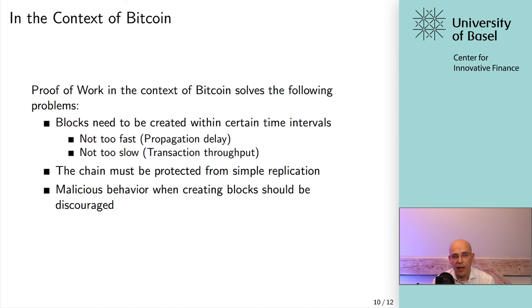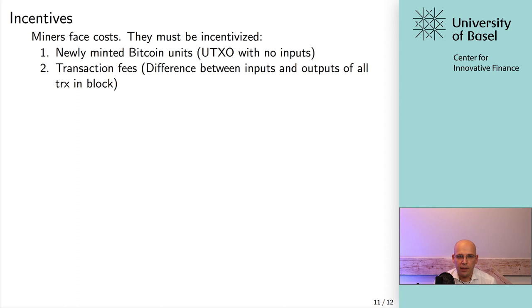And that brings me to my last point, because something we have not talked about so far is that miners obviously do face costs. They have to provide these computational resources. They have to do this trial and error process where they're computing and recomputing these hash values. So no one will just do that to provide a service to the system and not be compensated. So we must compensate these miners in some way, and the way this is done in the context of Bitcoin is through newly minted Bitcoin units.